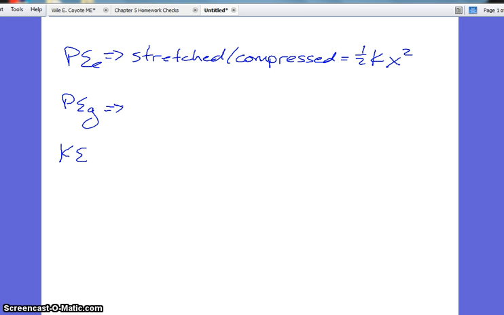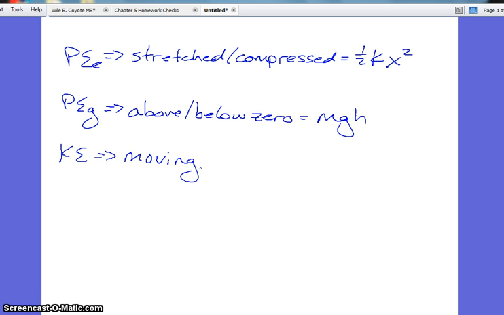Gravitational potential energy we have if we are above or below 0. And our equation is mgh. m is the mass, g is the gravitational field, and h is the height above or below 0. We have kinetic energy if we are moving. And our equation is 1/2 mv squared, m being the mass and v being the speed.